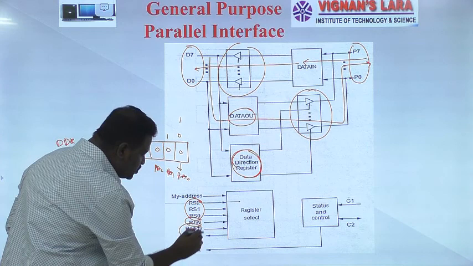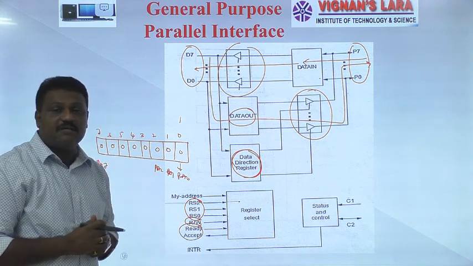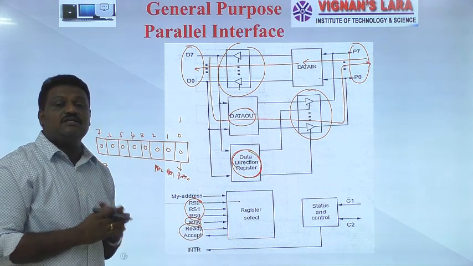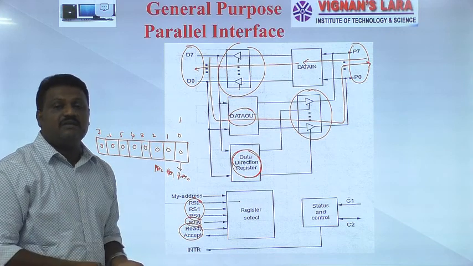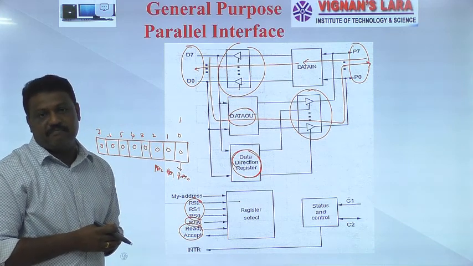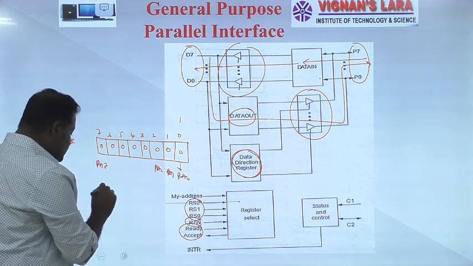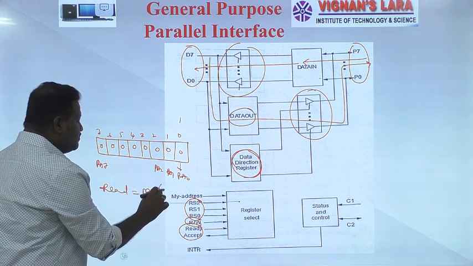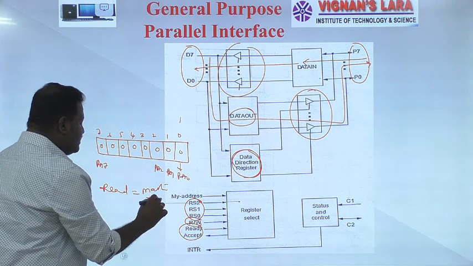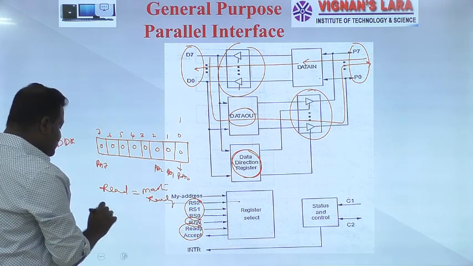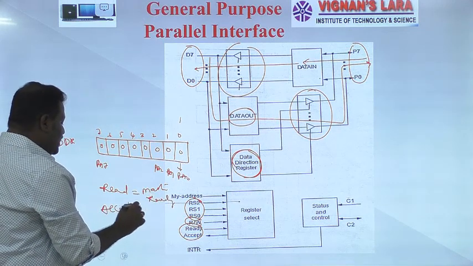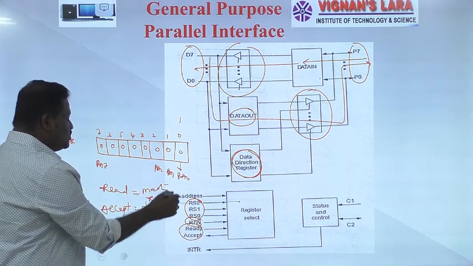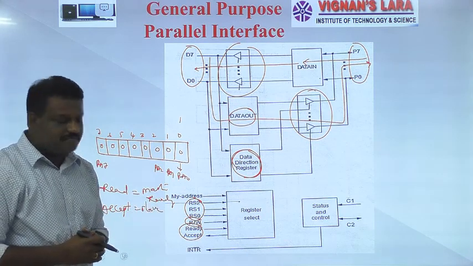And next we have a control signal which is R/W bar, the read/write bar. And here there are two signals, one is ready and the other is accept. Generally these two signals are treated as master ready as well as slave ready. The ready signal acts as a master ready signal, and the next one, accept, acts as a slave ready signal. These are two handshaking signals.